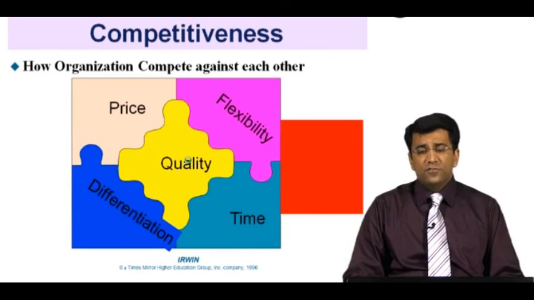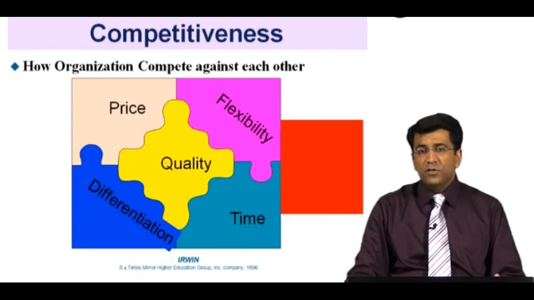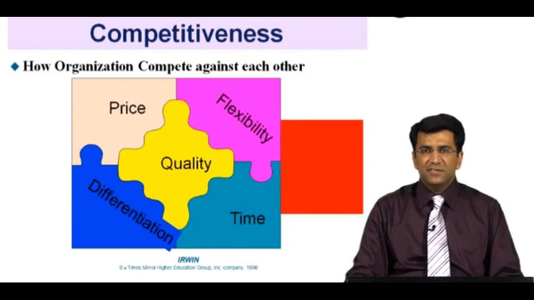Then another aspect of competitiveness is quality. So what is quality? Quality is nothing but the combination of the different characteristics of the products which are able to better satisfy our customer needs. So if we are able to give quality products to our customers, then of course the organization can have a competitive advantage.